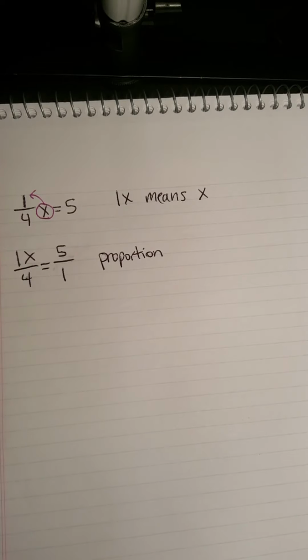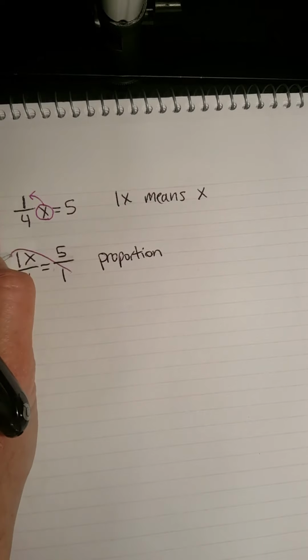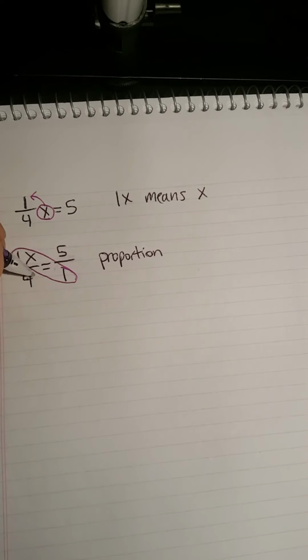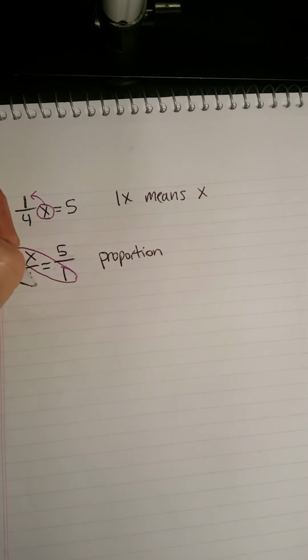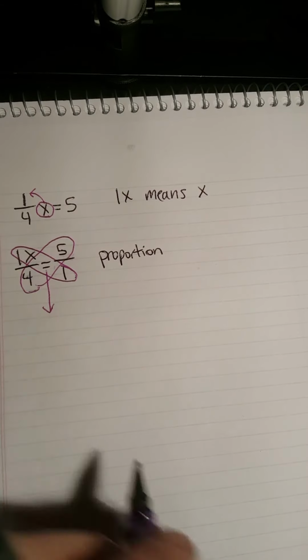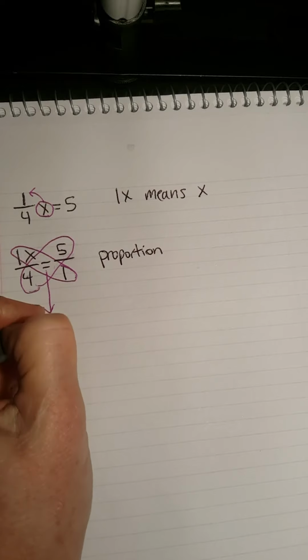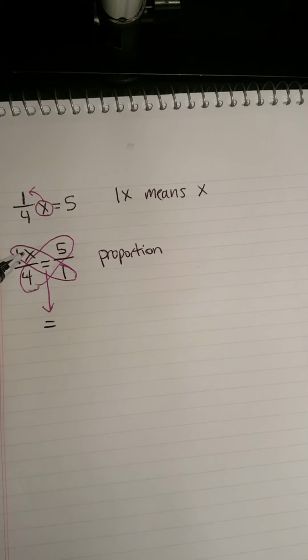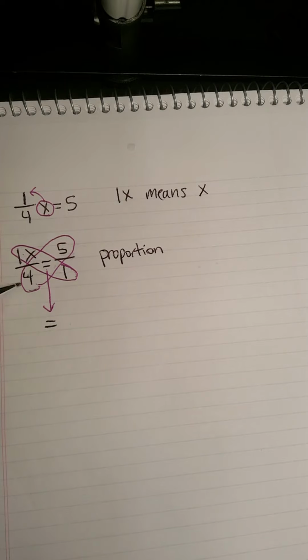All right, and then we just go through and we multiply by cross multiplying. So we're going to multiply these two diagonally, and these two diagonally. And we're going to set them equal to each other. So this equal sign comes down. I like to multiply the variable and always put it on the left. It's not necessary though. You can multiply those and put them on the right and these on the left. Again, I like to put the variable on the left.